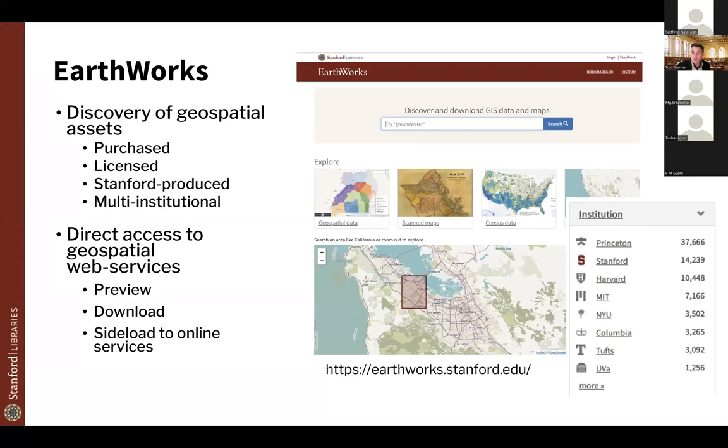So Stanford scholars can not only find about 14,000 Stanford items, but they can find tens of thousands of items from a consortium of like-minded institutions. It's a real example of the power of using digital and collaboration.